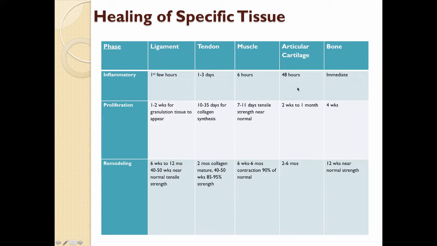The thing that we have to remember with the articular cartilage is that slow metabolic rate. That is just going to move much slower. We can't get nearly as aggressive with articular cartilage as we can with muscle or even ligament.